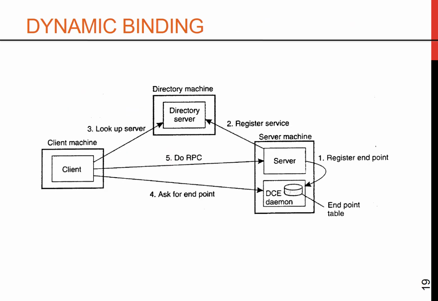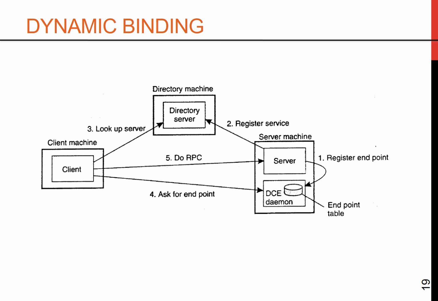Okay, so dynamic binding. This slide explains the process within RPC, within middleware, illustrating how a client dynamically locates and connects to a server. So here's the process of dynamic binding. The first step is called endpoint registration. The server on the server machine registers its endpoint with the DCE daemon. This is the distributed computing environment daemon that holds the port numbers for all the applications within a machine.